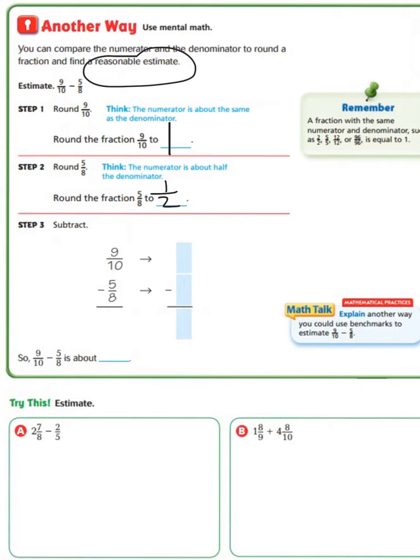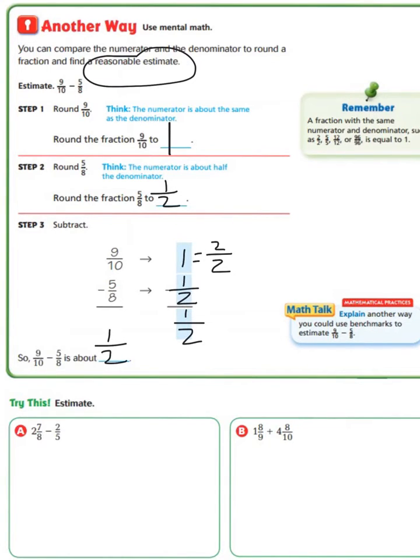So then when we come down to subtract, we would have 9/10 rounded to 1, and 5/8 rounded to 1/2. When you subtract those, we know that we have to find our equivalent fraction for the whole, and that would be 2/2, and 2 minus 1 is 1, and our denominator stays the same, so we get 1/2. So 9/10 minus 5/8 is about, which means we're rounding, about 1/2.